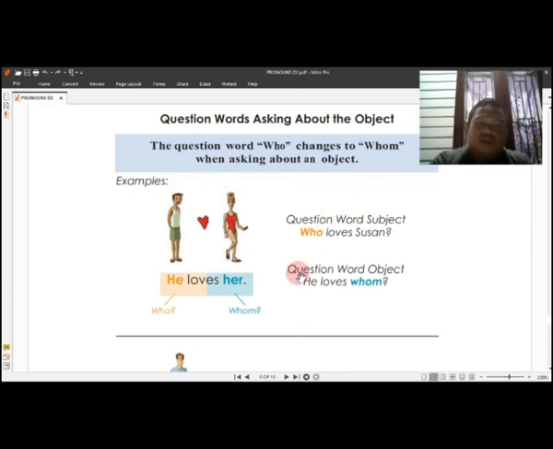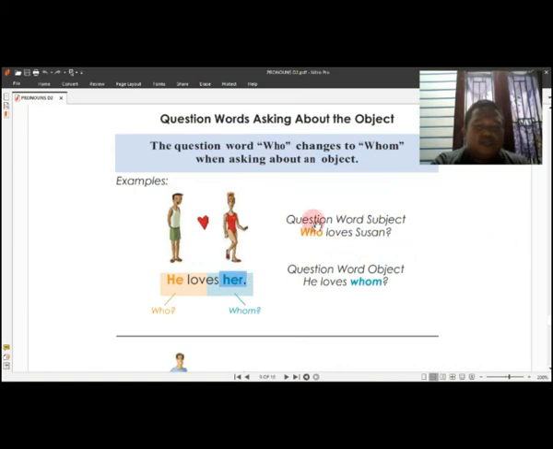Okay. So this is the sample questions. When we want to use who, we are asking about the subject: who loves Susan? He loves her. So this is what we want from the question. This is the answer we want from the question. But if we want to know the object of the love, the question would change into whom. It becomes he loves whom, and then this is the answer we want. He loves her.